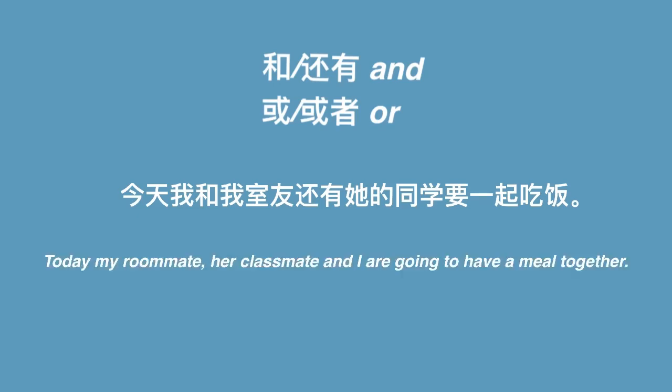Today, my roommate, her classmate, and I are going to have a meal together. So you see this long subject in front of the sentence, but basically it's just several components, A and B and C. It's a very simple structure. So once you recognize 和, 还有, or 或 or 或者 as connecting words, it'll be really easy for you to recognize the structure of the sentence.